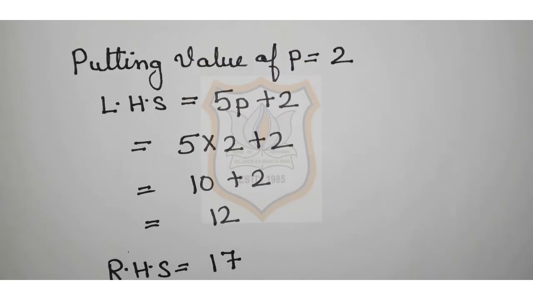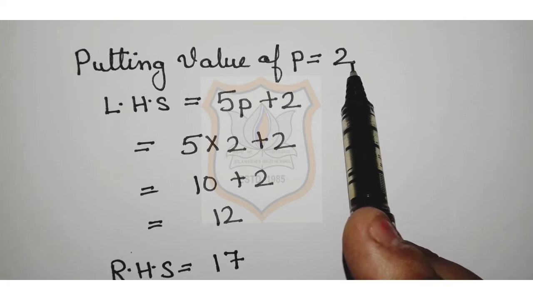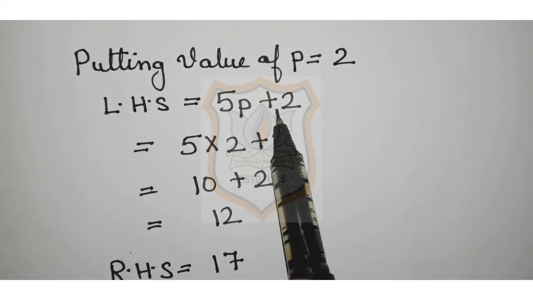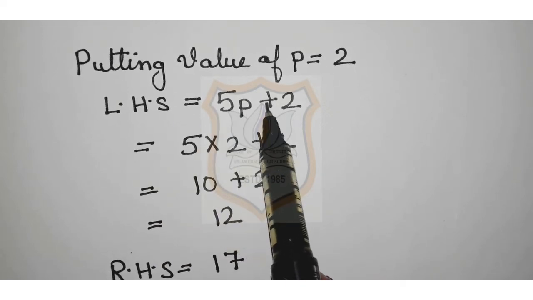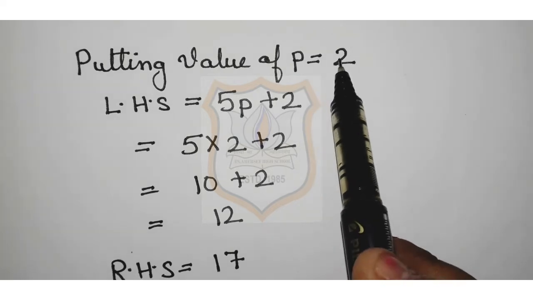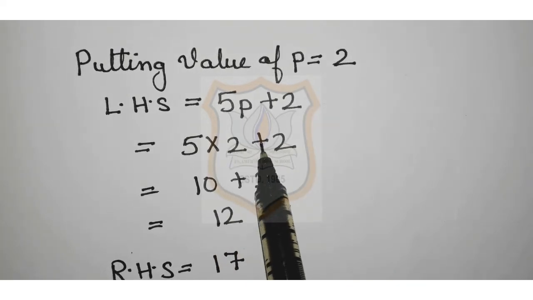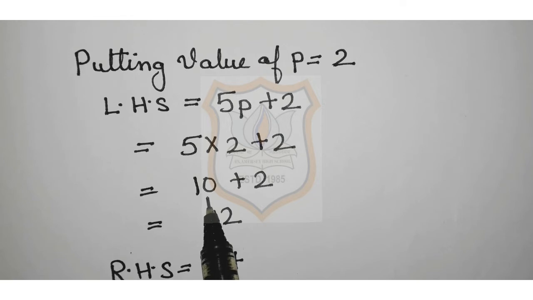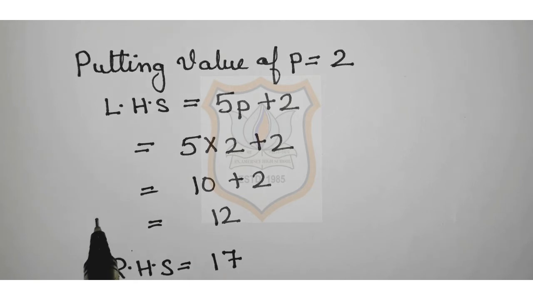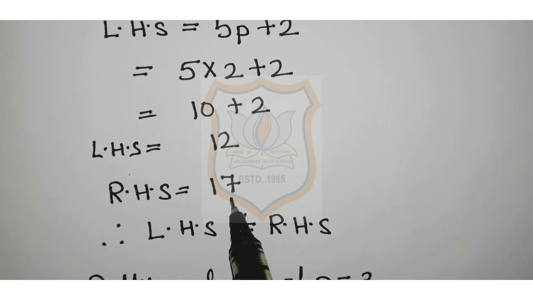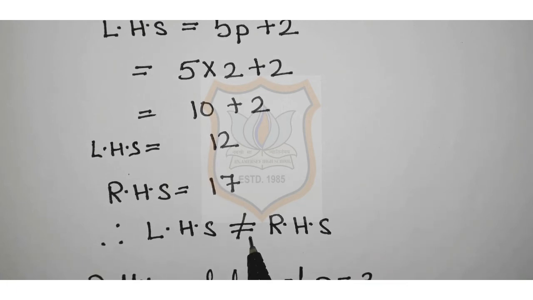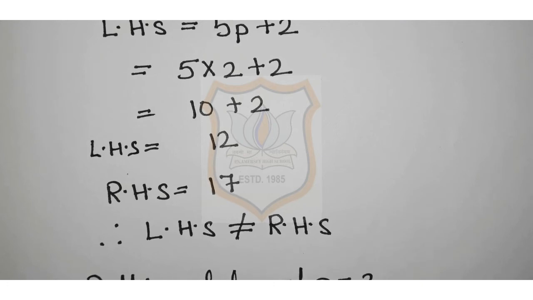Now we will put the value of p is equal to 2 in equation 5p plus 2 is equal to 17. Now LHS is equal to 5p plus 2. In place of p we will put 2. So 5 into 2 plus 2. 5 into 2 is equal to 10. 10 plus 2 is 12. This is LHS. LHS is 12 and RHS given here is 17. So LHS is not equal to RHS. So we will say that the value of p is equal to 2 is also incorrect.